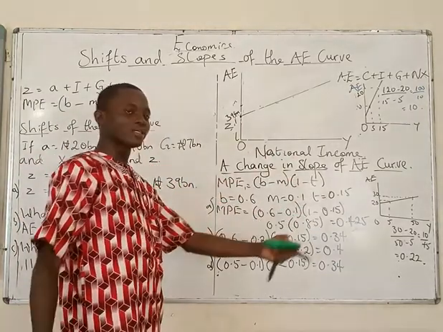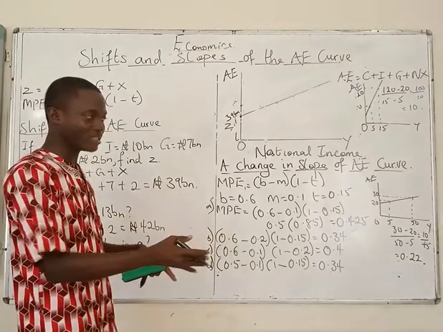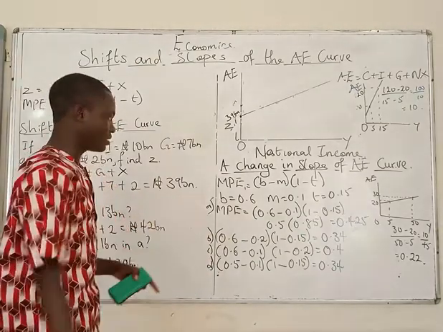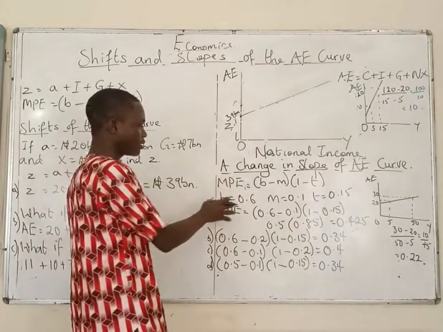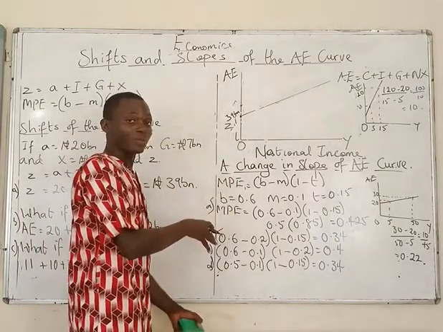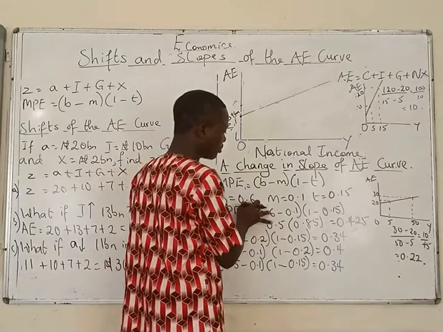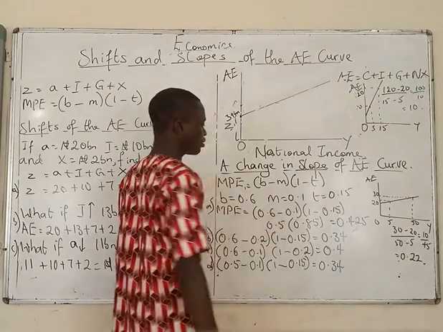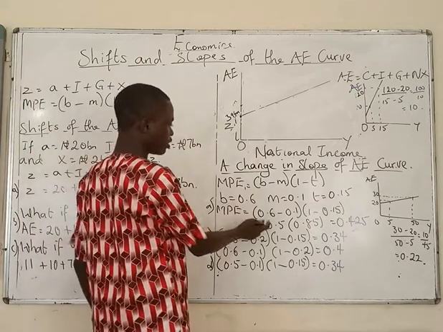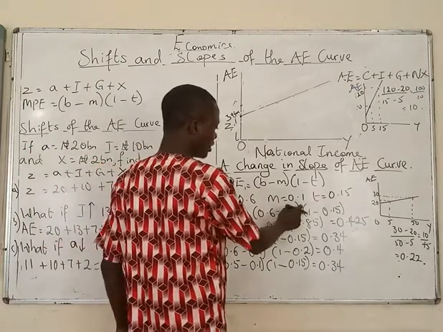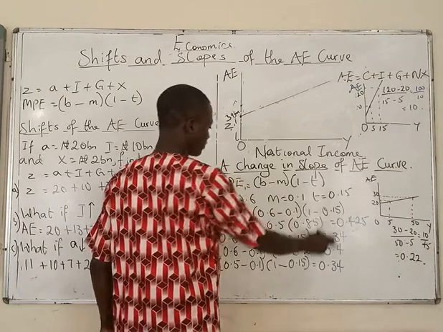How did we get this? This is also from the class that is preceding this particular one. So we got all of this from there. Now we are assuming that B equals 0.6, MPC is 0.6. This is an assumption. Marginal propensity to import is 0.1, tax is 0.15. So we calculate the MPE. MPE is now 0.6 minus 0.1 into bracket 1 minus 0.15.